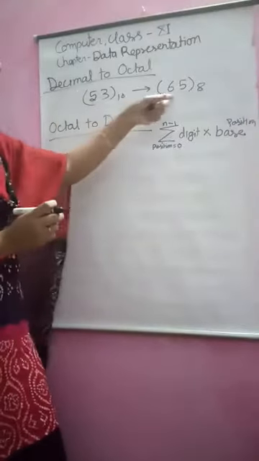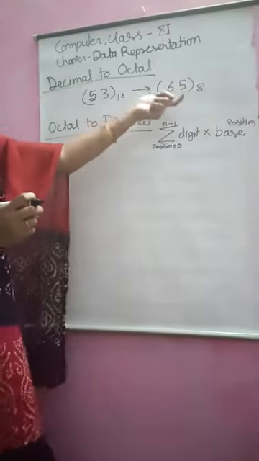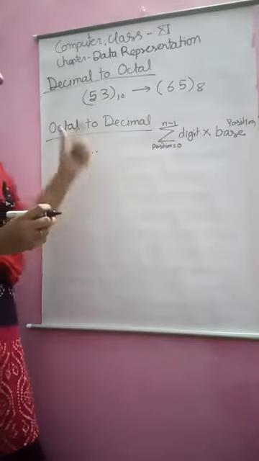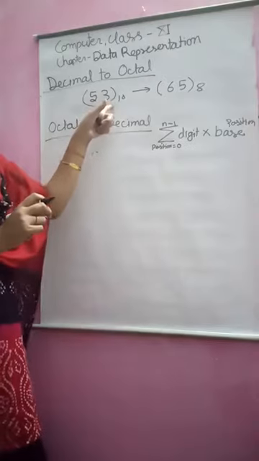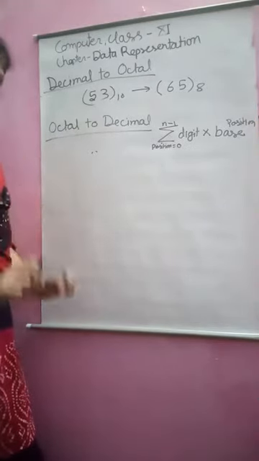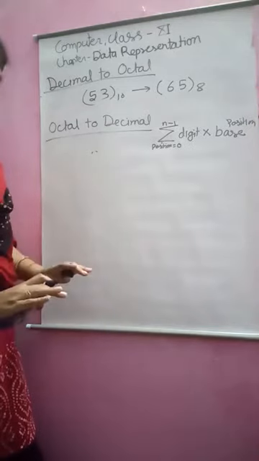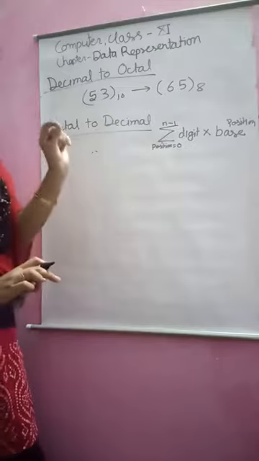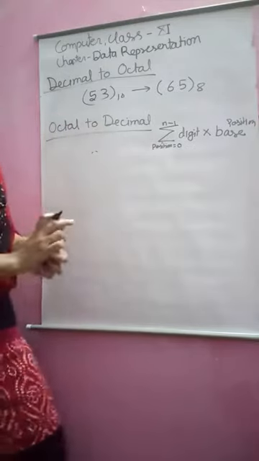Now we take the same number. We will convert this octal number to the decimal number. If we receive the same decimal number, then we know our conversion is proper, correct. If we don't receive the same number, something is wrong in between. Now start.